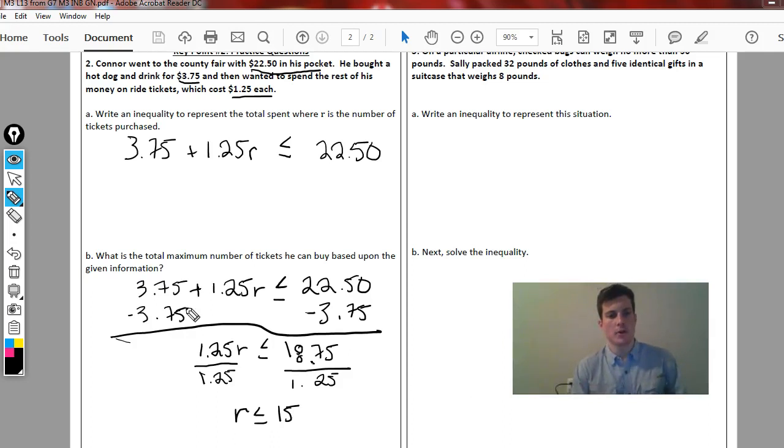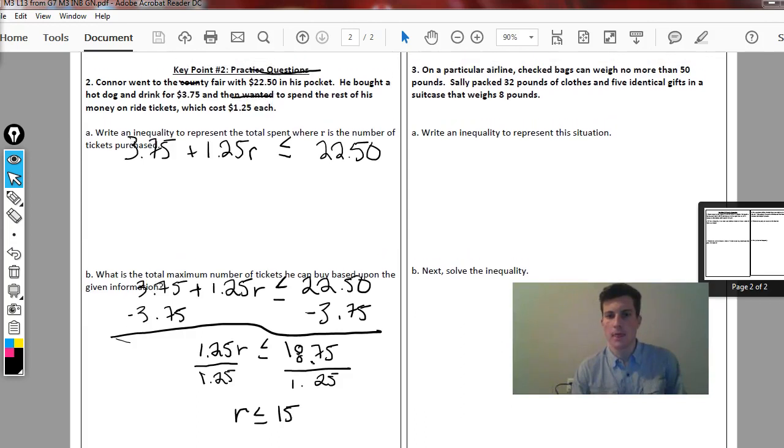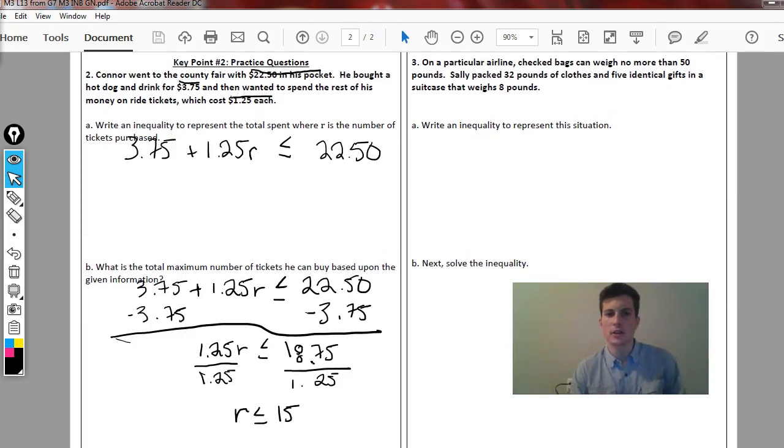Let's look at number 3. So I'm going to scroll up a bit so we can see this. Okay. On a particular airline, checked bags can weigh no more than 50 pounds. Sally packed 32 pounds of clothes and 5 identical gifts in a suitcase that weighs 8 pounds. Here's your first chance to practice. So write an inequality to represent the situation. Thinking about what we did on the left, go ahead and write your inequality now.